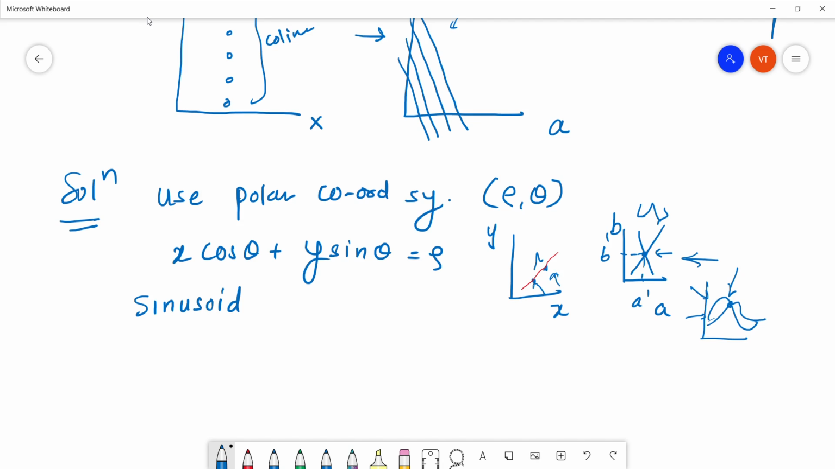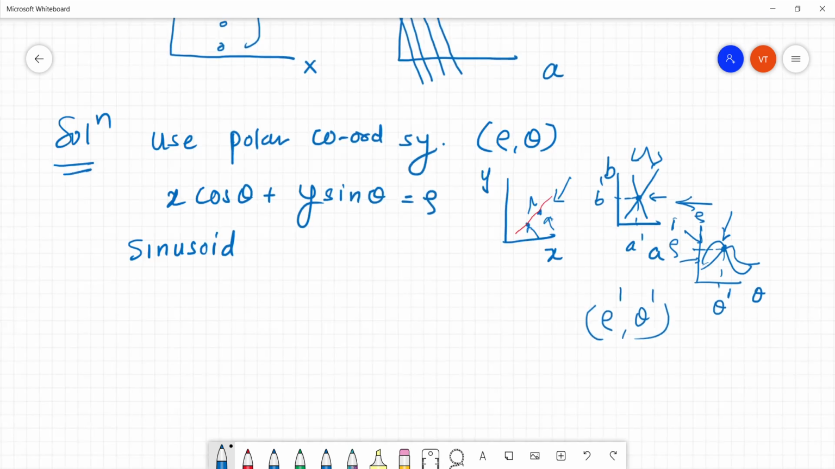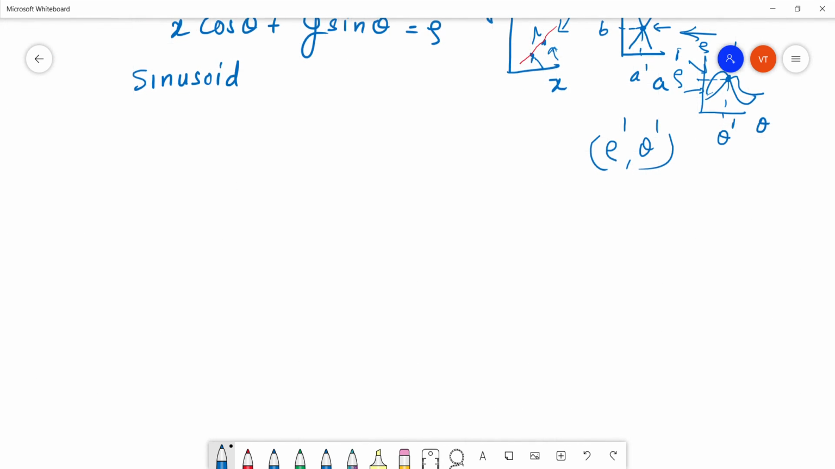So here, instead of b dash, a dash, now I'll get rho dash and theta dash. This is rho and this is theta. By using this rho dash, theta dash, I can find a line passing through these points. Okay. So now for both the methods, we will solve one problem based on slope intercept as well as this rho theta.